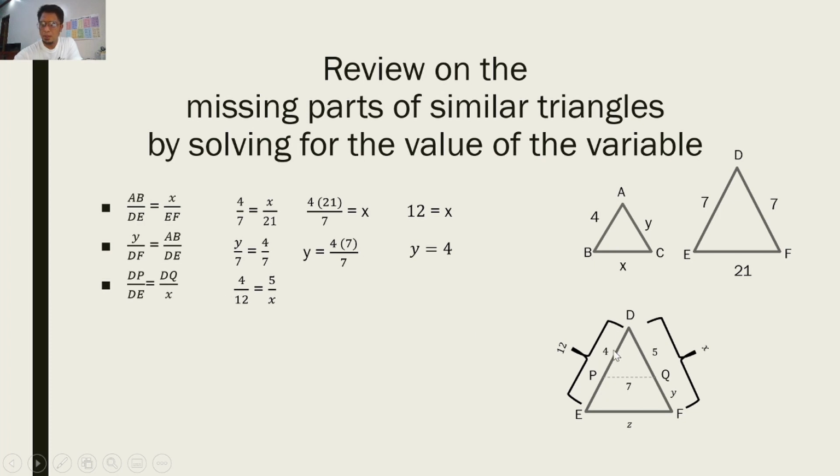So, DP is equal to 4, as you can see. DE is equal to 12. Ayun yung kabuuan, mula dito hanggang doon. 12. Equals, ano po yung DQ? Ayun, 5. And x, yun nga yung nawawala. Again, we're looking for the value of x. Tanggalin muna natin lahat ng denominator by simply cross-multiplying.